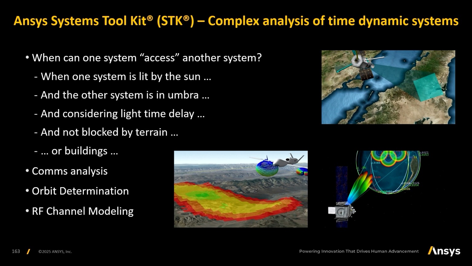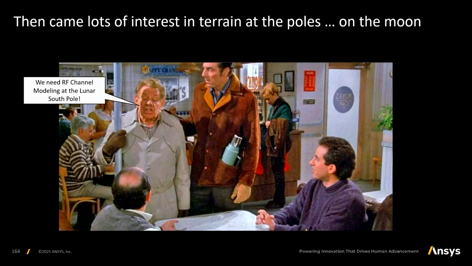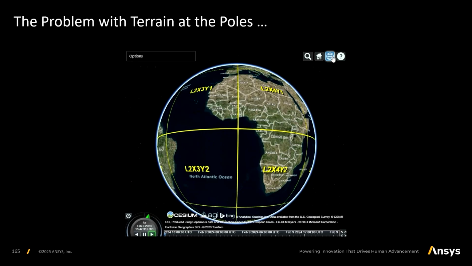And everything was great. Then JP, who's actually going to be following me in a couple of talks here, came with a curveball: we need to do some modeling on the poles of the moon. And I'm going to talk a little bit about why that's a difficult problem.